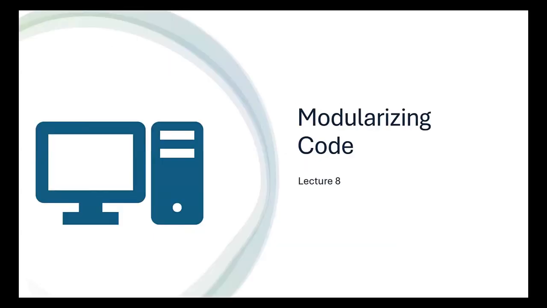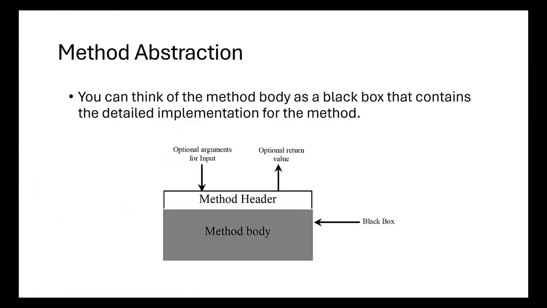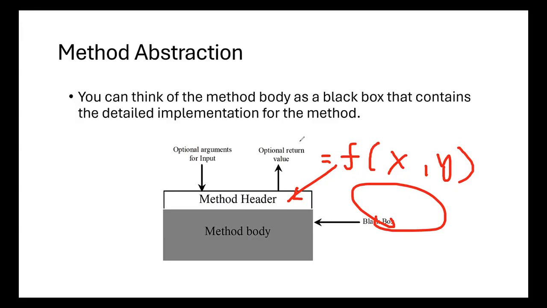Okay, next one is modularization of the code. You actually have a method header and you have a body, and this one we try to keep as a black box. So every time you tell people what you can call, you can put a function and parameters x, y. But inside there, how you compute, you don't need to take care of it. People don't need to know.